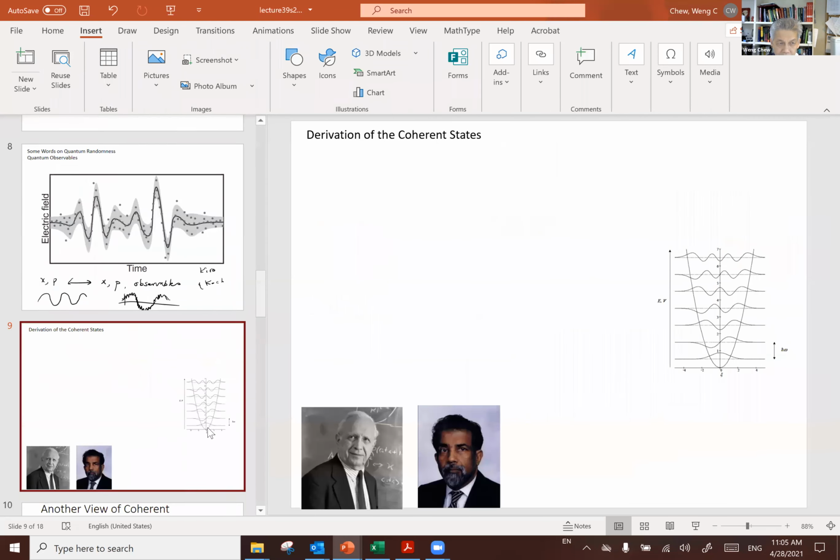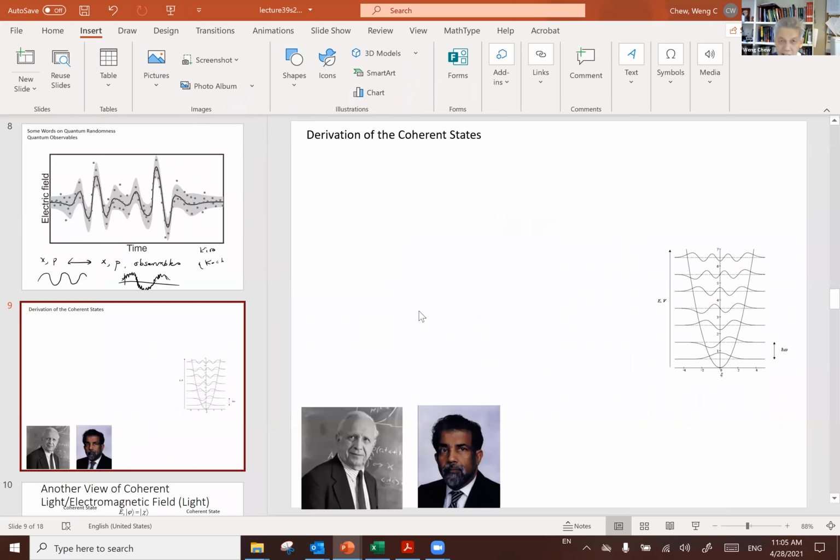Okay, so in order to understand this, let's look at the derivation of the coherent state. A coherent state is defined to be the eigenstate of the annihilation operator. So if alpha is the eigenstate of the annihilation operator, after being operated upon, it will just be the scalar value times the eigenstate itself. That is the definition of what an eigenstate is.